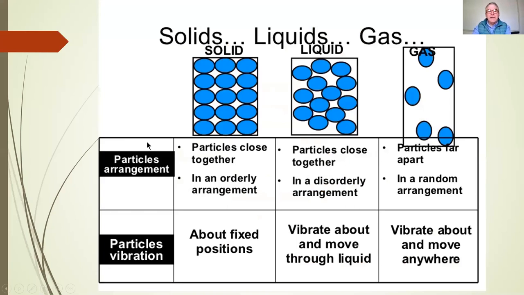Again, to highlight the differences between a solid, a liquid, and a gas. In the case of a solid, the particles are close together and they are arranged in an orderly fashion. In a liquid, the particles are still relatively close together, but their behavior is more disorderly. In a gas, the particles are far apart. For example, if we were talking about water, we would be talking about water vapor. And the arrangement of the particles is completely random.